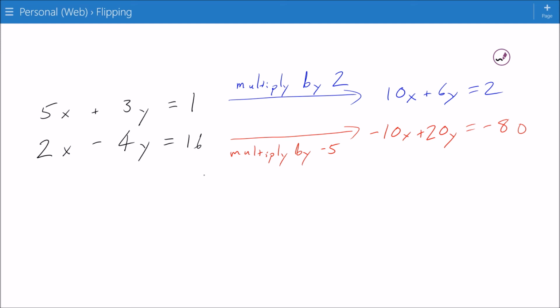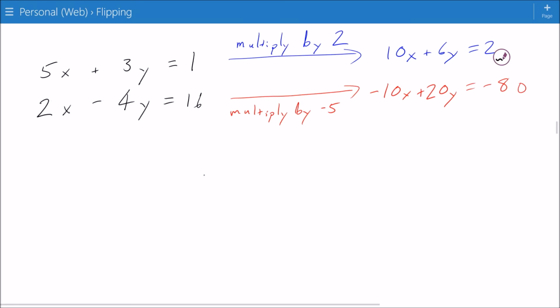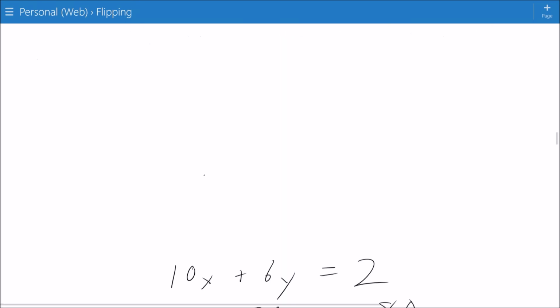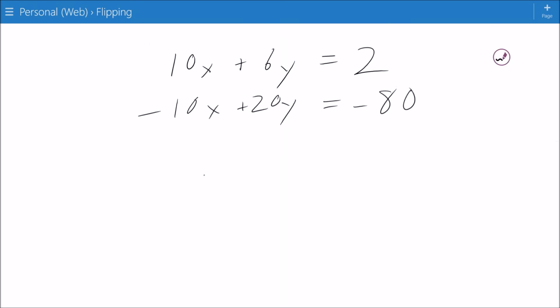I distributed, and the key thing here is, I'm multiplying both sides of the equation by the number, so I preserve equality. As long as I do that, both sides are equal. So now I've got my two new equations here, and it's awesome because the x's can cancel each other out. Combine, that is 0.